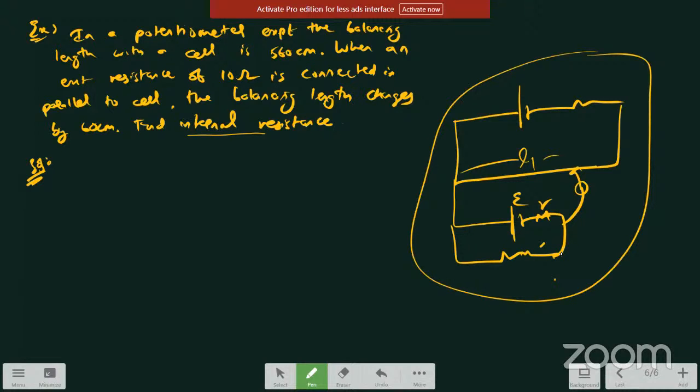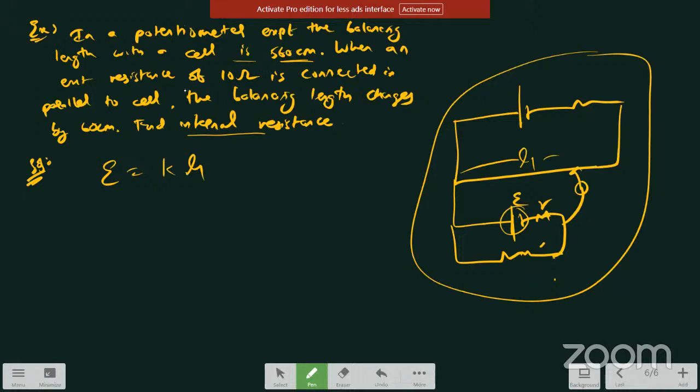So what is given here? In a potentiometer experiment, the balancing length with a cell is 50 centimeter. With this cell, you found the balancing length to be L1. So let us write E is equal to K L1.